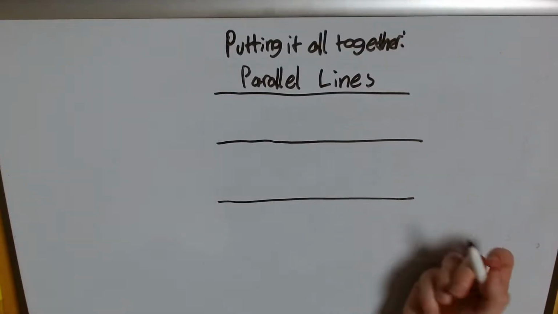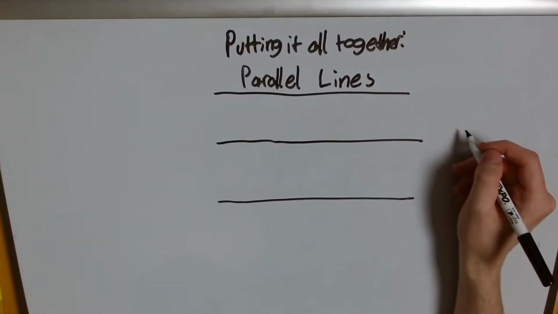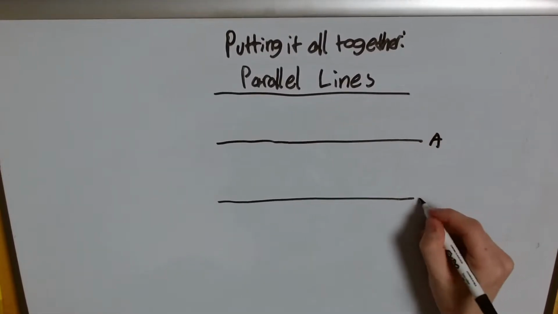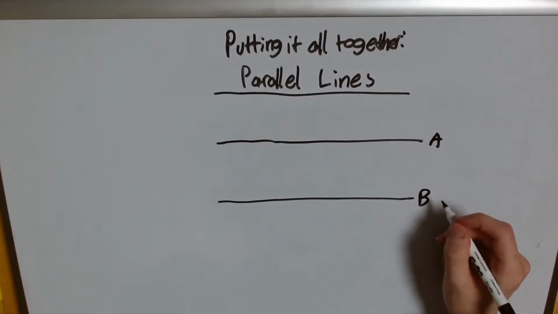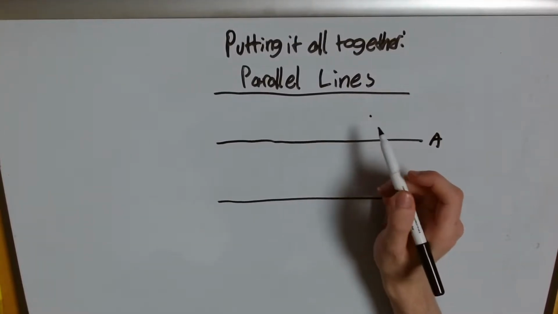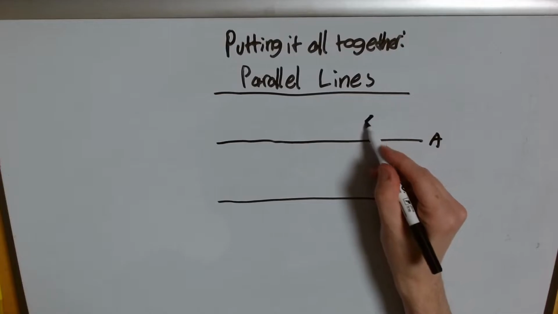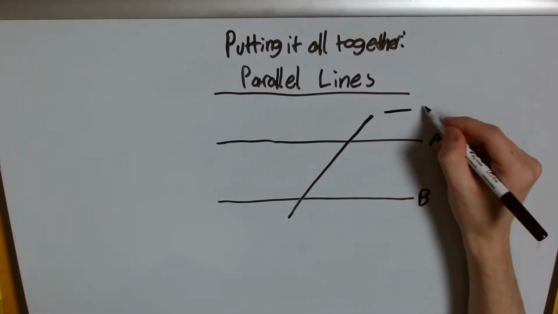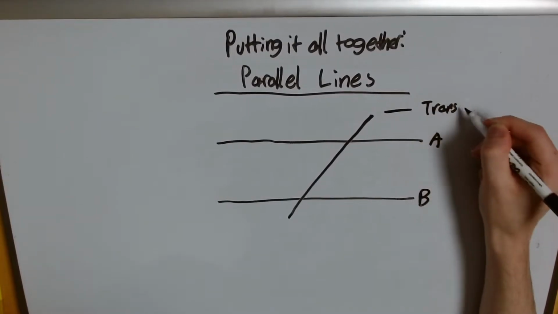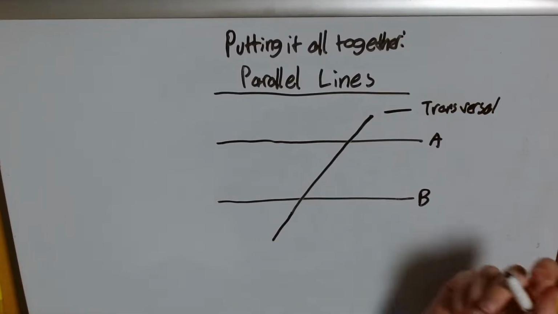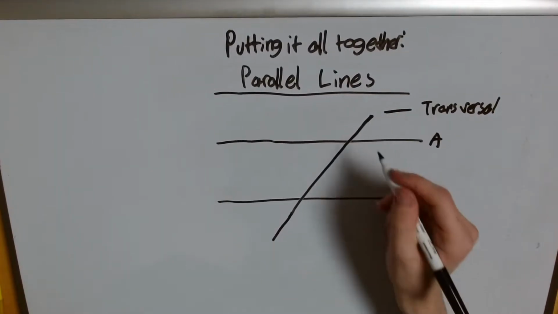So it starts with two parallel lines. I'm going to call them A and B. We have another line that intersects both. We call these types of lines that intersect parallel lines transversals. Funny name, a little sci-fi sounding. This is a transversal, right? And we form quite a lot of angles.